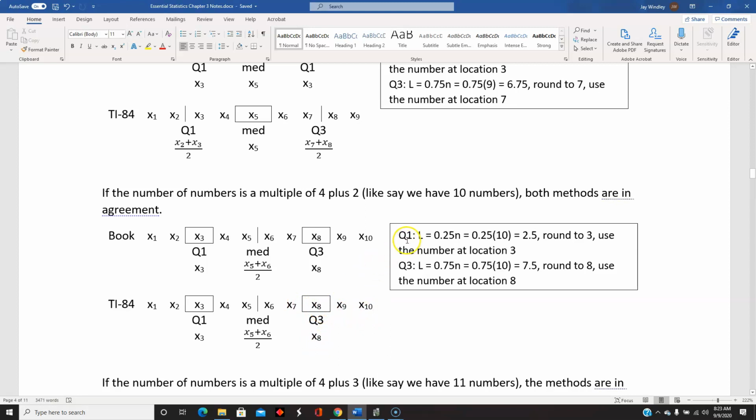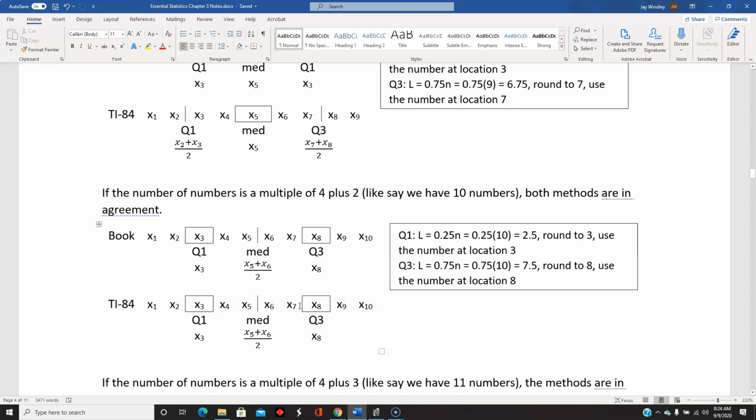To follow the book routine, you find the location for quartile 1 by doing 0.25 times the number of numbers. And 0.25 times 10 is 2.5, which rounds up to 3, so you use the number at location 3, same as what we have down here. You find the location of the third quartile by doing 0.75 times the number of numbers, which is 7.5, which gets rounded off to 8, so you use the number at location 8. So in this case, the book method and the TI-84 method come out to be exactly the same.